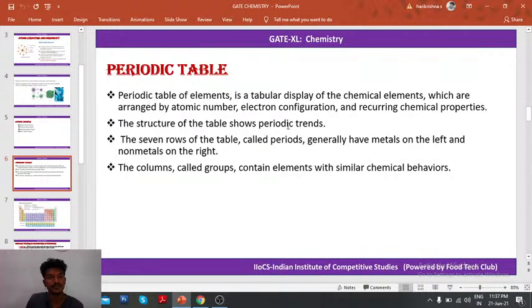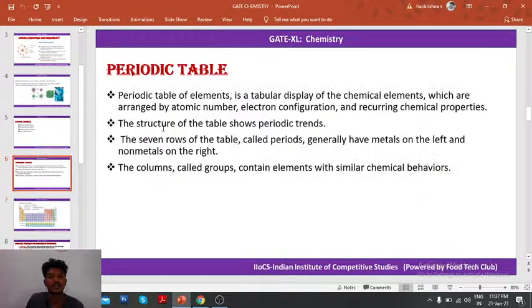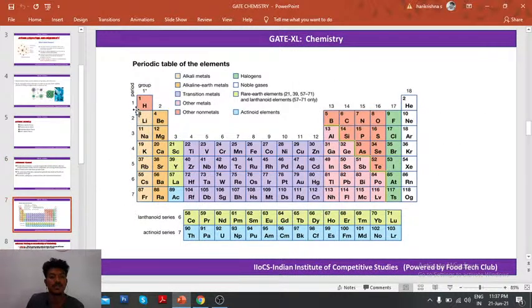Here you can see the structure of the table. It shows various periodic trends. Then the 7 rows of the table, called periods, generally have metals on the left and the non-metals on the right. Here you can see metals, non-metals, everything is placed. The rose color here is other non-metals. These are all the non-metals placed. Then here you can see the metals placed. So the 7 rows of the table are called periods. You can see here 7 rows: 1, 2, 3, 4, 5, 6 and 7.